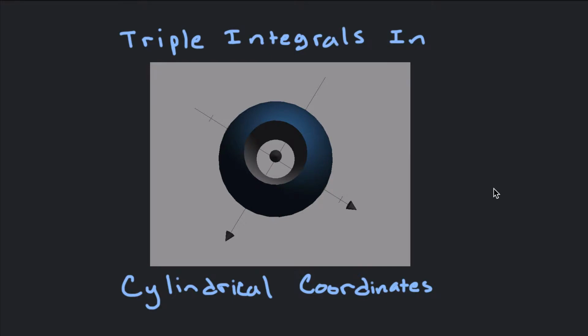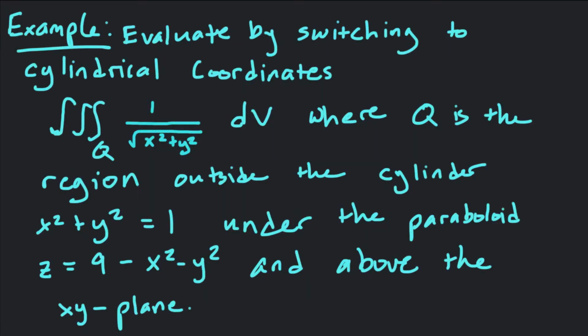Today we've got a triple integral in cylindrical coordinates. We're going to knock this one out. We're going to see how to get the bounds in cylindrical coordinates for some really cool shapes, or this shape here actually. All right, so look at this integral.